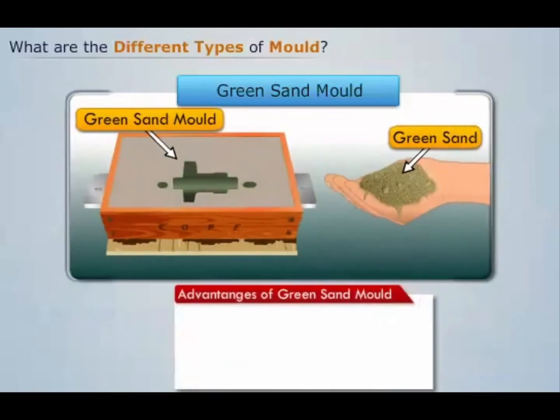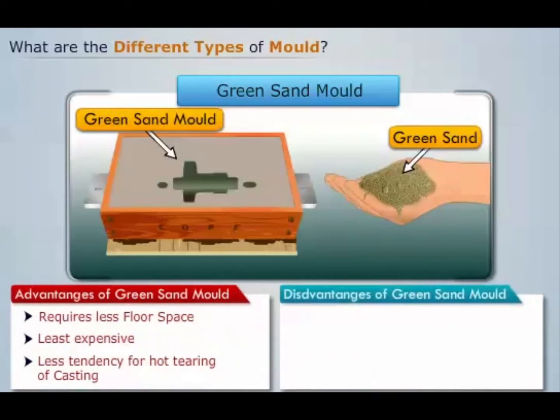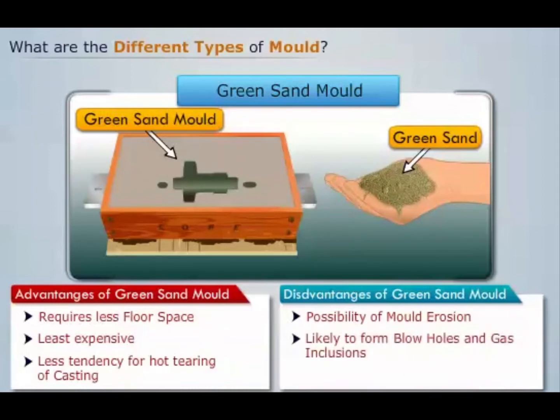Its main advantages are that it requires less floor space, it is least expensive compared to the other two molds, and has less tendency for hot tearing of the casting. But its disadvantages are that there is a possibility of mold erosion, and it is likely to form blowholes and gas inclusions.